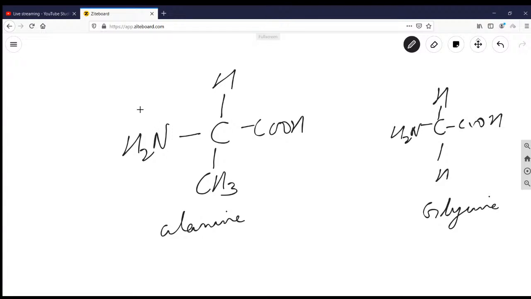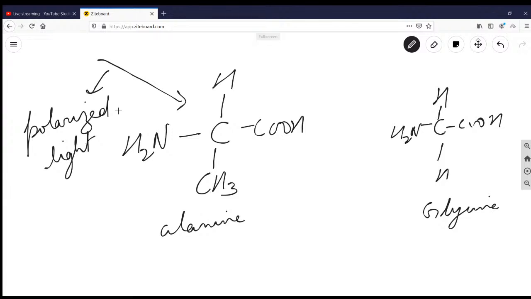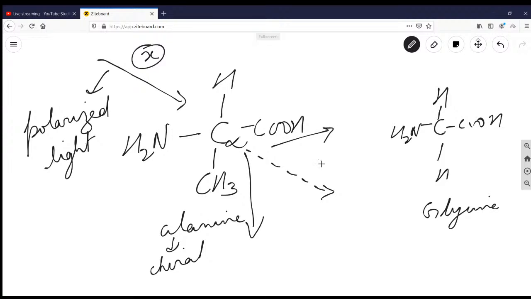Now I'll pass the polarized light. Suppose this is the polarized light passing through. I've used a Polaroid filter and converted normal light into polarized light which vibrates in the x-axis. Now, because at C alpha all four groups are different, alanine is a chiral molecule. So if polarized light passes through a chiral molecule, it will not pass in the same direction. It will rotate either to the left or the right.